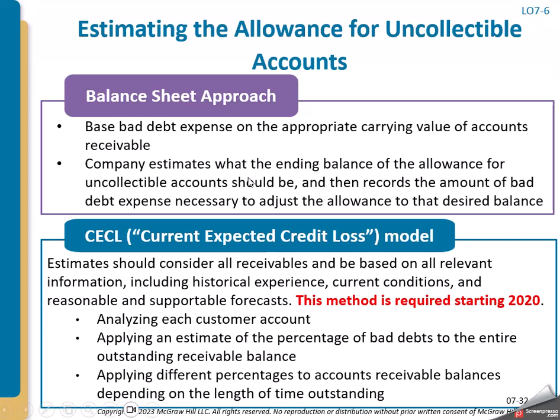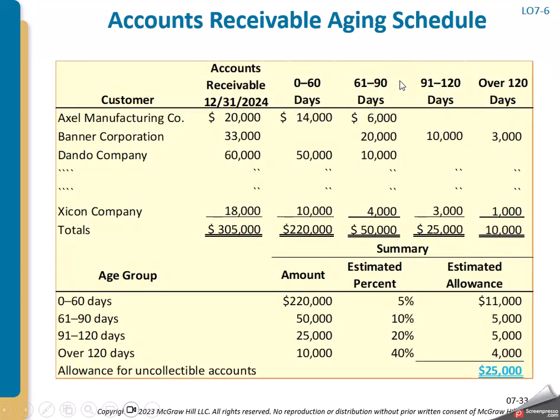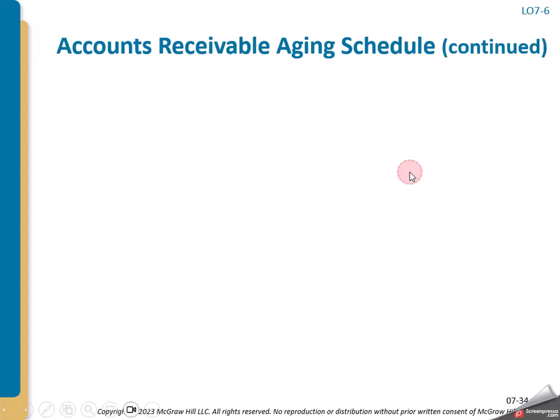We can use the balance sheet approach, where we're focused more on what's in our accounts receivable. We could use what's called a current expected credit loss model, where we're looking at each customer account and applying a percentage to come up with the total. Or we could use the aging method, where we prepare an aging schedule with different categories. The older it gets, the larger the percentage we estimate is not going to be collectible, and the more recent ones have a lower percentage. Then we just mathematically multiply those percentages times the totals to figure out what that allowance account should be.